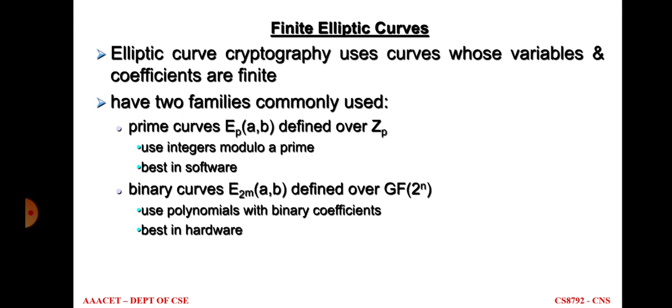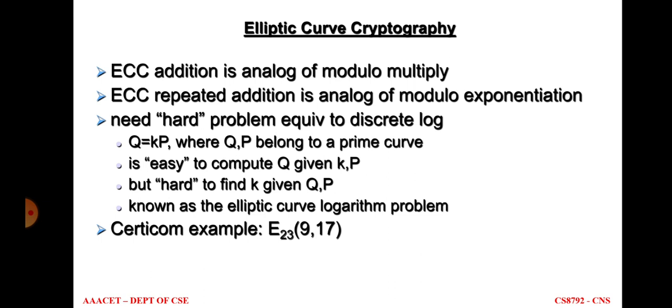Elliptic curve cryptography uses curves whose variables and coefficients are finite; then only the elliptic curve is known as a finite elliptic curve. So elliptic curve cryptography addition is the concept of modular multiplication, and repeated addition is nothing but modulus exponentiation. Modulus multiplication is y is equal to a mod n. Modulus exponentiation is x is equal to y power a mod q.